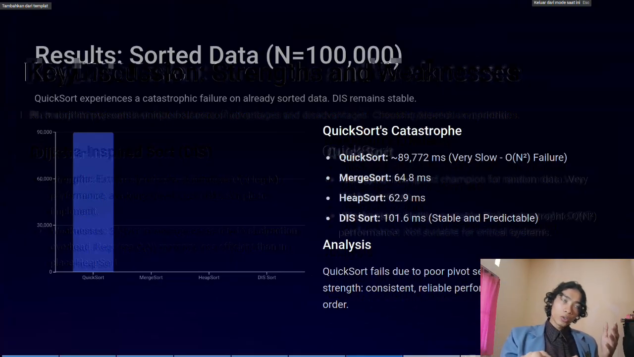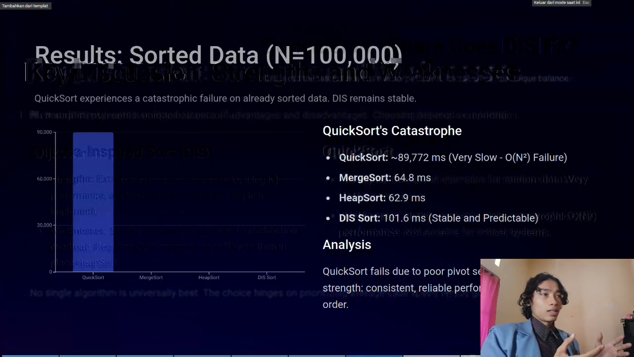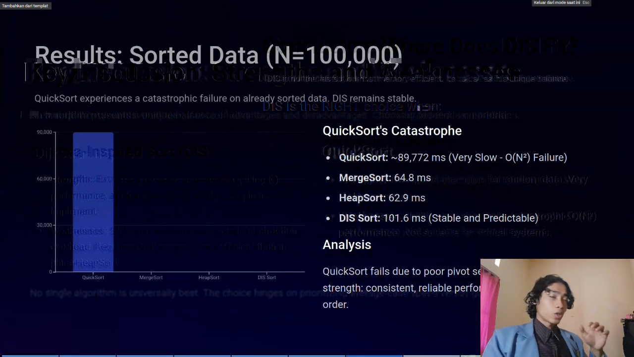In conclusion, where does DIS actually fit in? This research shows that DIS is not a new best algorithm in general. Instead, it fills a very important and specific niche. DIS is the right choice when two things are priorities. First, safety, when you are building a critical system that can never afford to slow down unexpectedly.